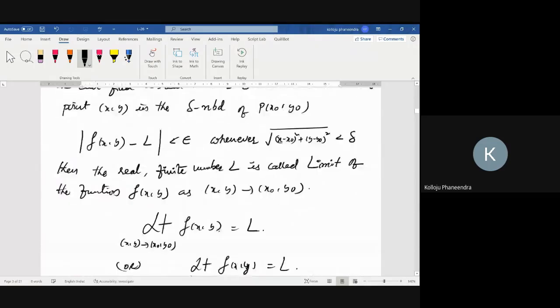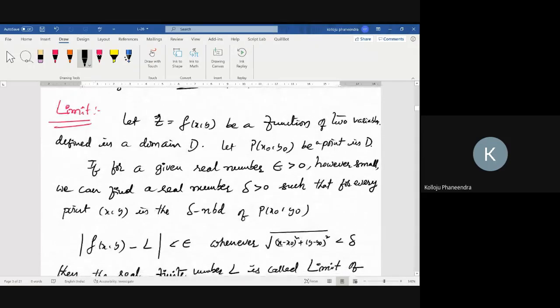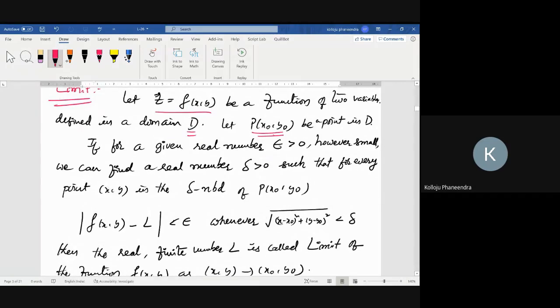Using this idea, now the limit of a function of two variables. Z is a function of two variables defined in one domain, and I'm considering one point. I'm defining the limit at the point x naught, y naught. Okay. Now, therefore, same logic. This L is called the limit of this function, so that the difference between these two is very small.